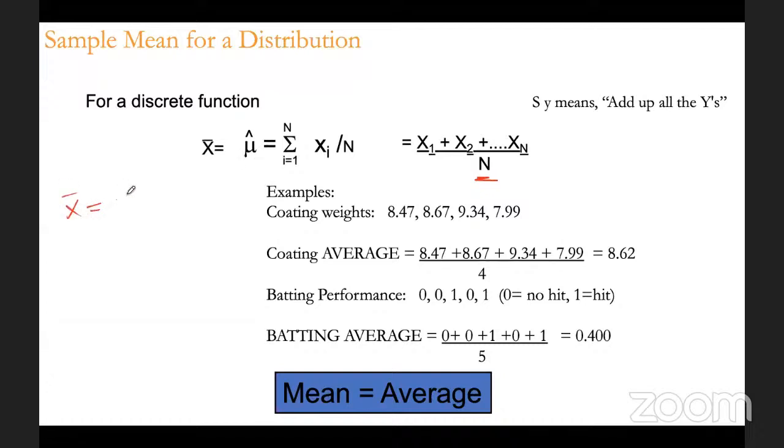x bar is equal to sigma xi by n, with i equal to 1 to n. The summation of sigma xi is nothing but the summation of all the elements in the data set, divided by the total number of elements. If you see here, we have 4 data points in the data set. Now, how do you compute the mean for this? Simply add up all of these elements and divide by 4. That is how we get the mean for this data set, that is 8.62.